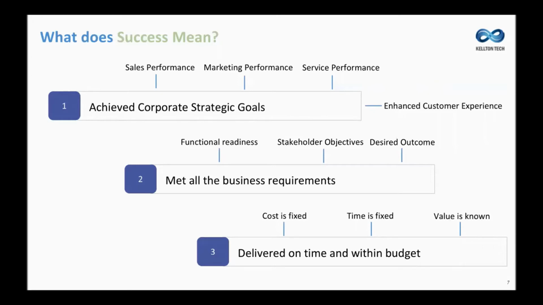The last part is, since every project has a budget and a timing constraint, and something to be achieved from the current state to the future state, we ensure as part of success that it is delivered on time and within the specified budget. And last, the value is known, which is set into the corporate goals as well as the business stakeholders' goals. So how are we going to ensure that all three facets of our goals, stated at the different tiers, are met? We are going to talk about that in the following slides.